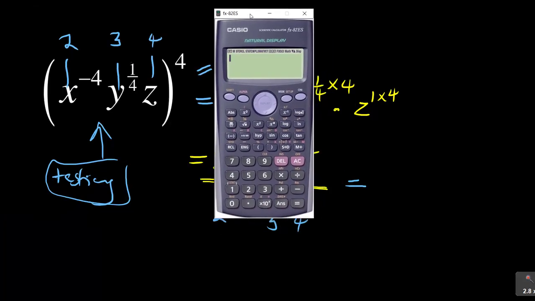So let's start with the first one. Remember, it's a bracket. X, we say it is 2 to the power of negative 4, times y, which is 3 to the power of 1 over 4. Remember, choose any numbers of your choice just to test, times z, which is 4. Close the bracket, and everything is to the power of 4. If you do that, look at what I'm getting. I'm getting 3 over 256. Remember that number, 3 over 256.